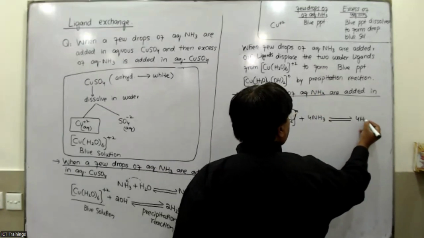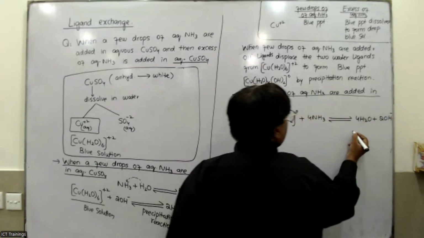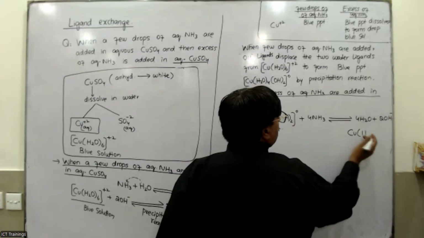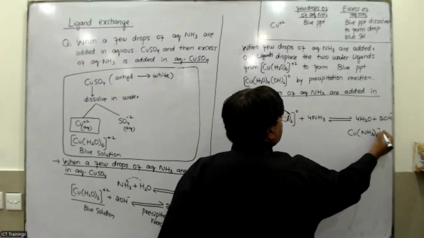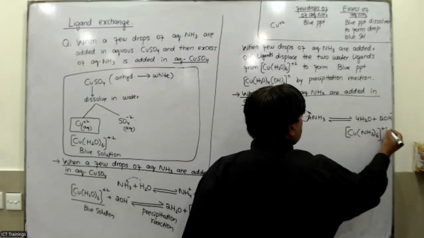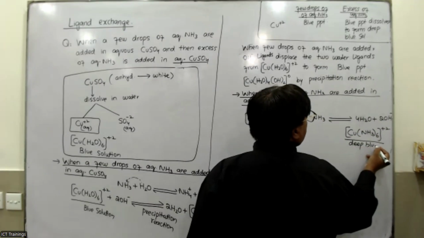The four water molecules from here, the two OH minus from here, and you get Cu NH3 6 with a positive 2 charge. So this is the thing that has the deep blue solution.